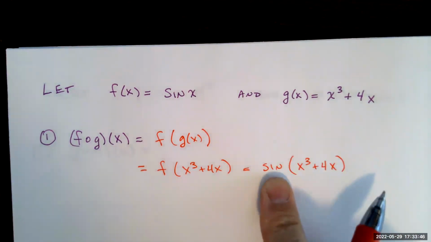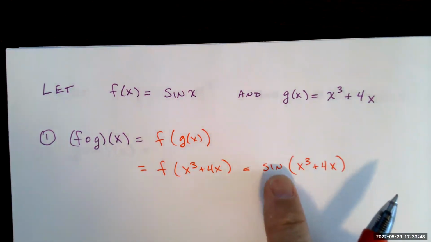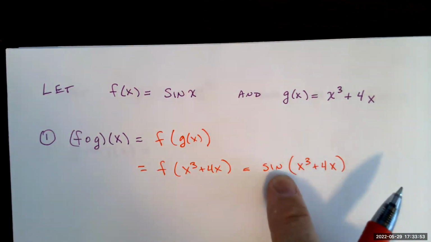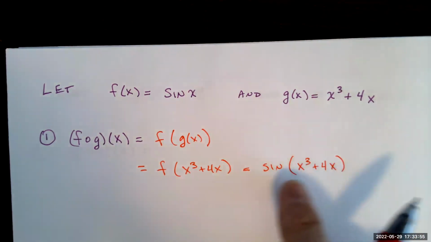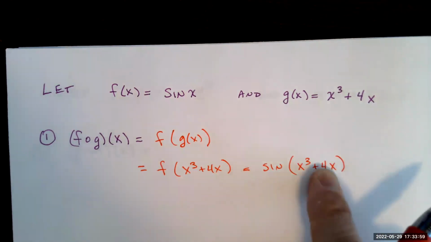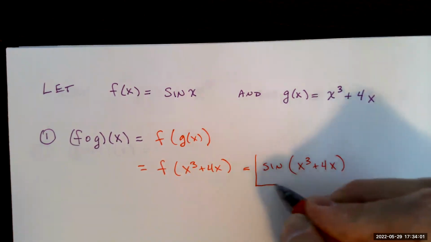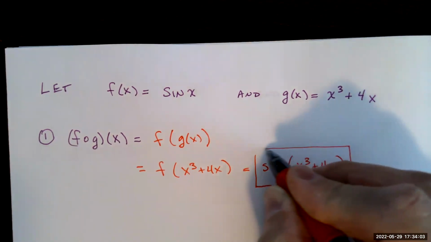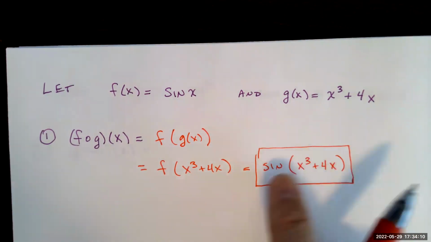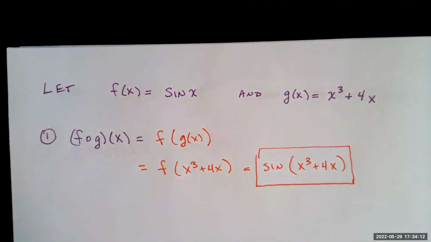It's real important when you're dealing with functions. This is the sine function. This is not sine times x cubed plus 4x. This is sine of x cubed plus 4x. So you can't distribute and say this is sine of x cubed plus sine of 4x. This is sine of the quantity x cubed plus 4x. In other words, you'd have to evaluate what x cubed plus 4x was first, and then get that value and take the sine of that value.